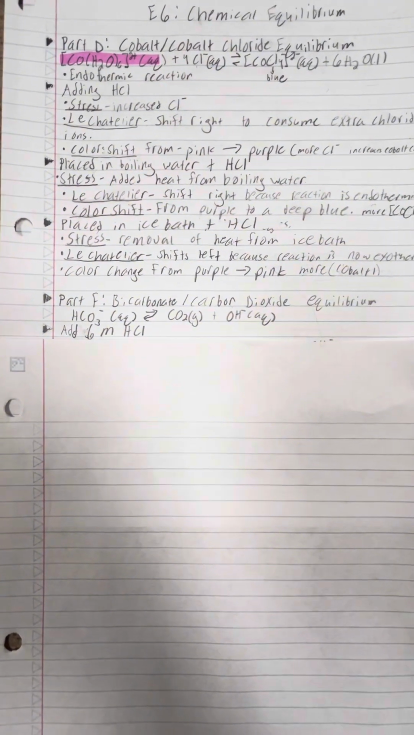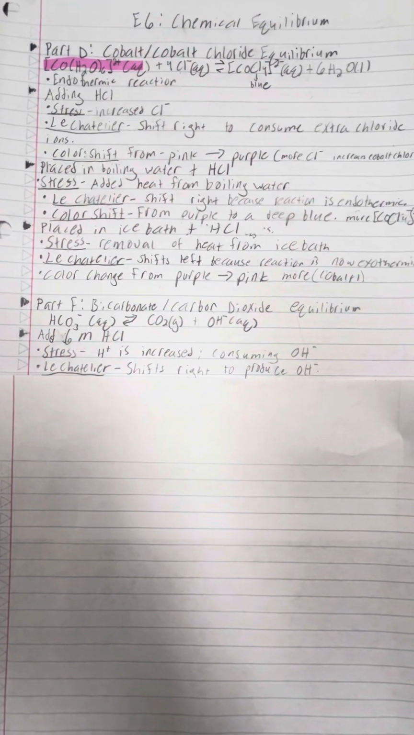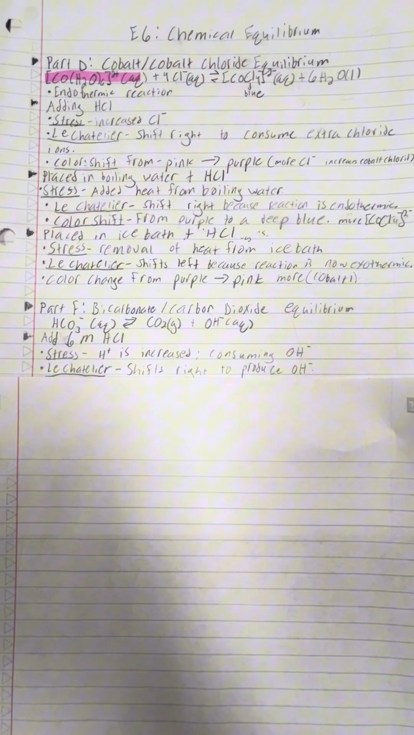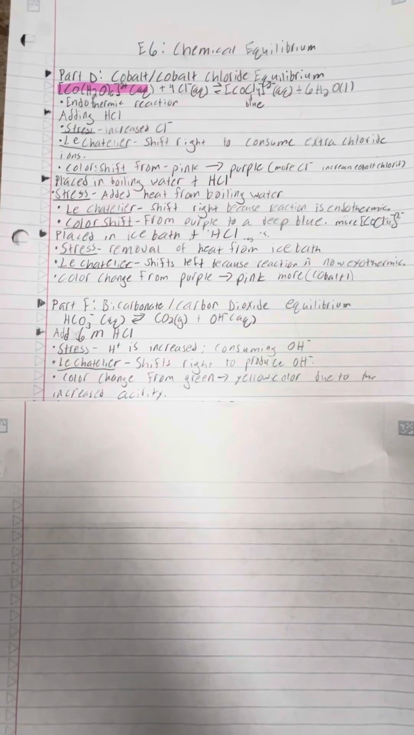Now, the next reaction is Part F, bicarbonate carbon dioxide equilibrium. Now, the first scenario is the addition of 6 molar hydrochloric acid. The stress is the increase of H+ consuming the hydroxide. Now, according to Le Chatelier, this shifts right to produce more hydroxide. Now, in this case, the color change goes from this green color to a more yellow color due to the increased acidity caused by the production of the hydroxide.